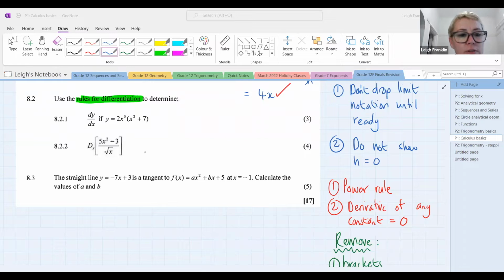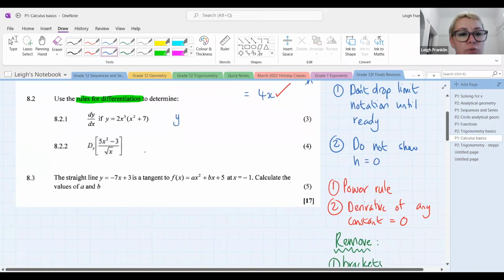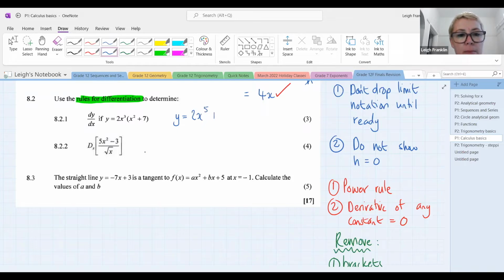Okay, so our first step here is to continue to write y equals. And now we are going to multiply out our brackets. So that is going to give us 2x to the power of 5 plus 14x cubed. So that really isn't so bad. Anik, I can repeat that with pleasure.